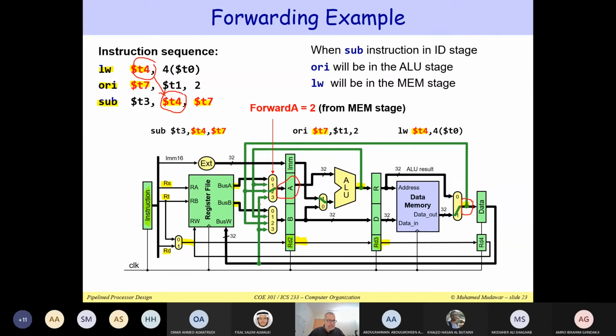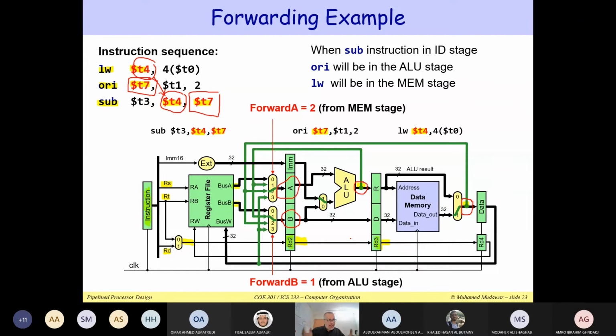How about forward B? That's forward B. What should be forward B? It should be 1. It should be from the output of the ALU back to B. Yes, that actually is forward B. It should be equal to 1. We took it from the output of the ALU and we fed it back here to the B input, the second input of the ALU. So that's basically how it works.